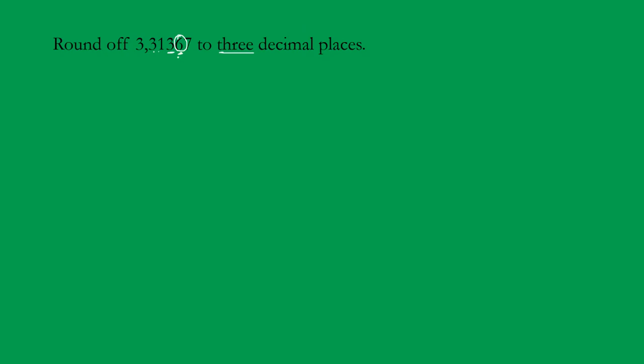We add 1 to the immediate left. So we add 1 to the third decimal place. We add 1 to 3, and then it becomes what? It becomes 4. Say plus 1. So if the number to the right is 5 or more, you add 1 to the last decimal place. So it means 3,31367 is approximately 3,314 to 3 decimal places. Okay, this is how we round off.